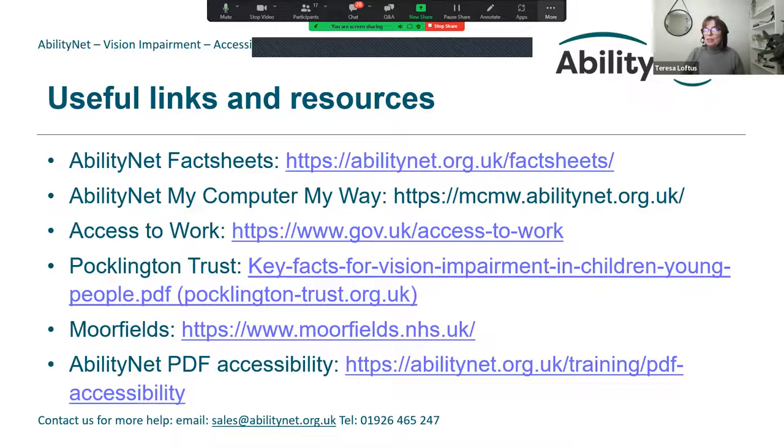We've spoken about Access to Work. And we've also referenced the Pocklington Trust quite a bit, so that's quite a useful resource to have a look at. The other one that's really good, and I often refer to when I'm investigating maybe eye conditions, is the Moorfields website. Do have a look at that because it lists quite a lot of the different eye conditions that you might come across. And then we spoke about the AbilityNet PDF accessibility course.